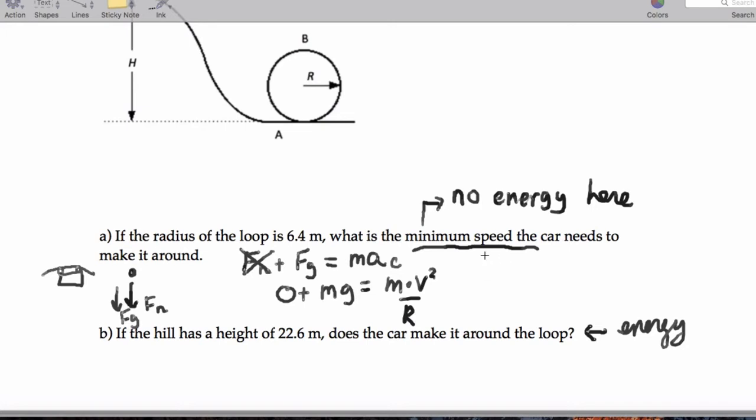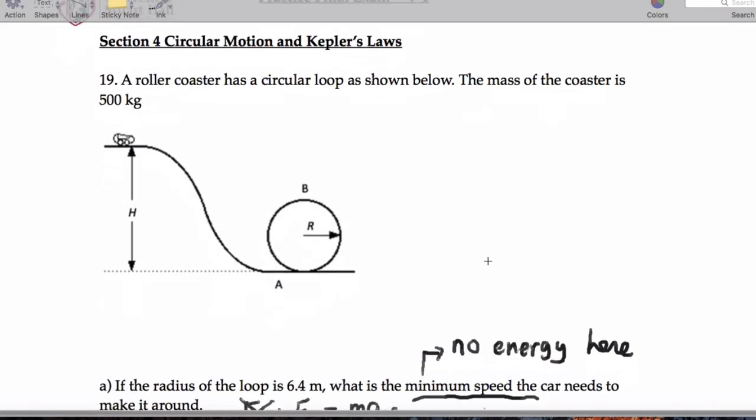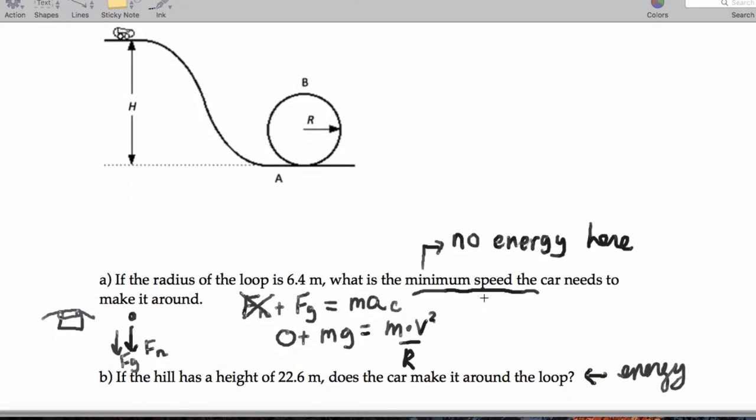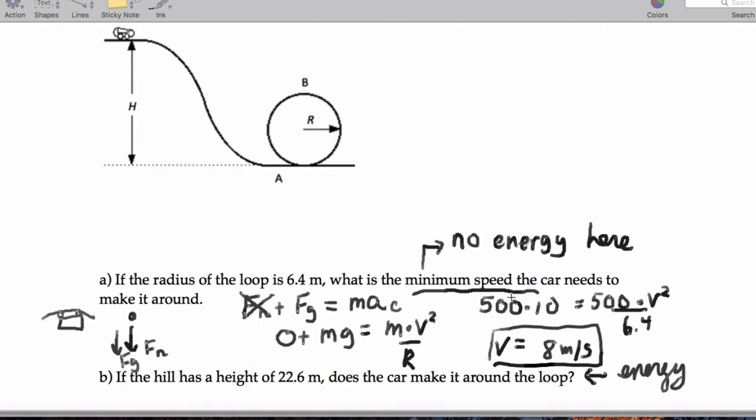And now I'm going to put in the numbers. So we're going to say here 500 times 10 equals 500 times v squared divided by 6.4. And when we actually isolate that, we're going to end up getting v equals 8 meters per second around the loop.